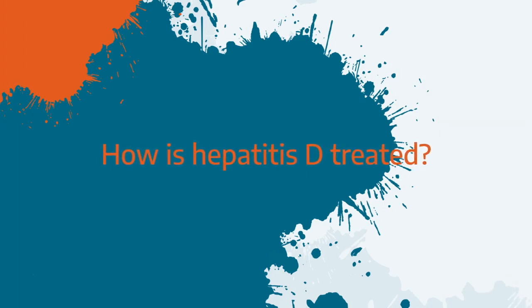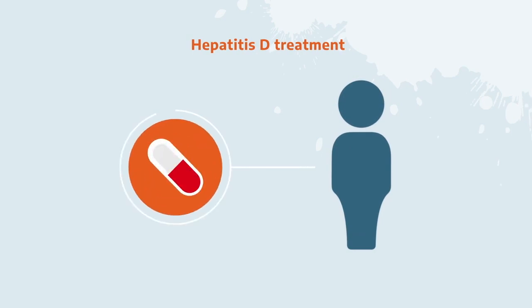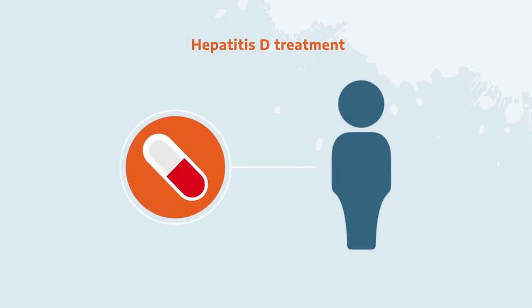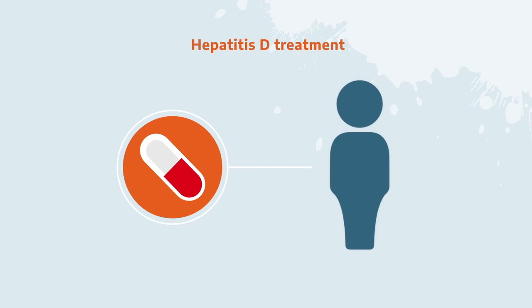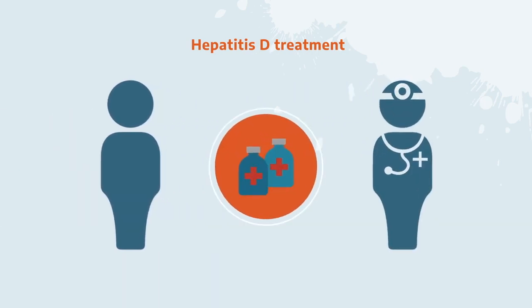How is hepatitis D treated? Hepatitis D can be treated with medication. The objective is to stop the virus from replicating and therefore protect the liver from damage. Discuss with your doctor which treatment is best for you.